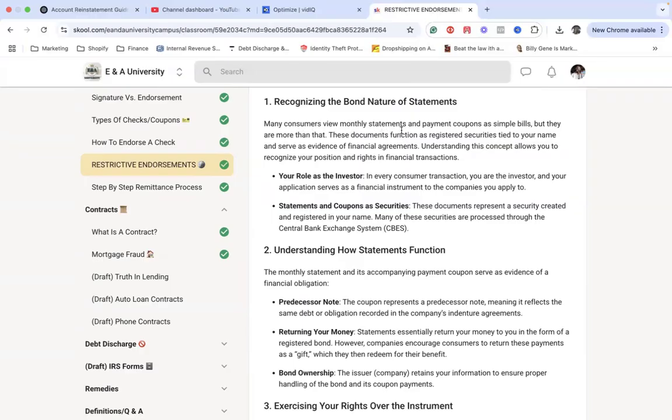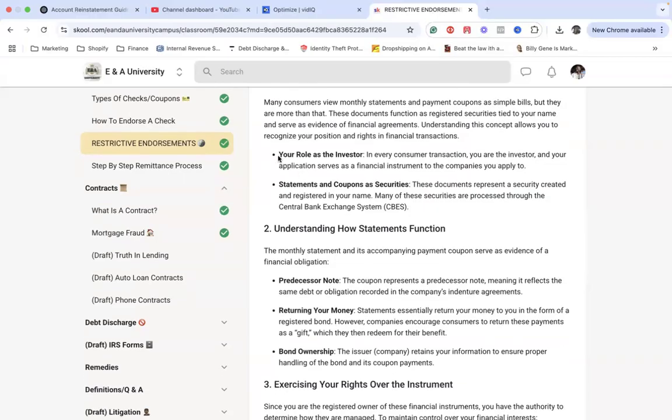Many consumers view their monthly statements and coupons as simple bills, but they're more than that, right? These documents function as a registered security and it ties up to their name, and serve as evidence of financial agreements. Understanding the concepts allows you to recognize your positions and your rights, right, for these financial transactions. So in this particular case, you are the investor. And in every consumer transaction, you're the investor. And an application serves as a financial instrument to the companies you apply to.